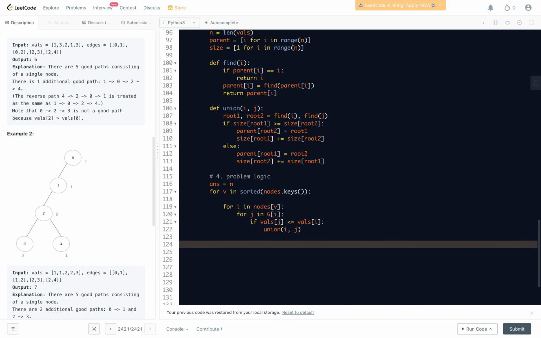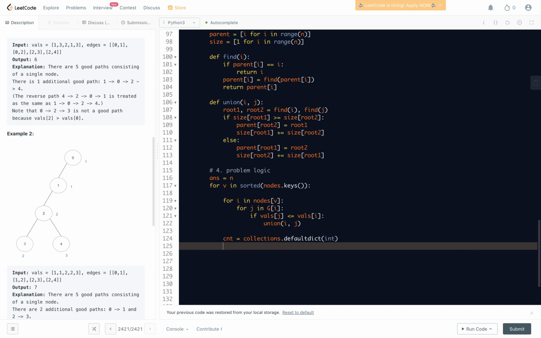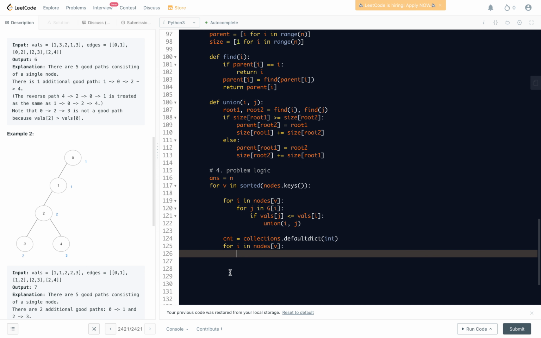So union i j. This is the main step, and then we're going to count the node with value v in each of the components. So here let's first initialize a counter. It's collections default dict, so it's going to be int, and then for i in nodes v.